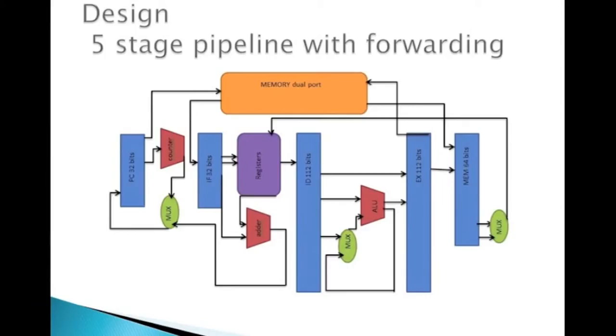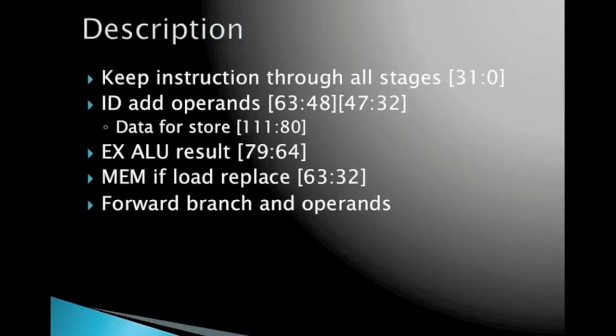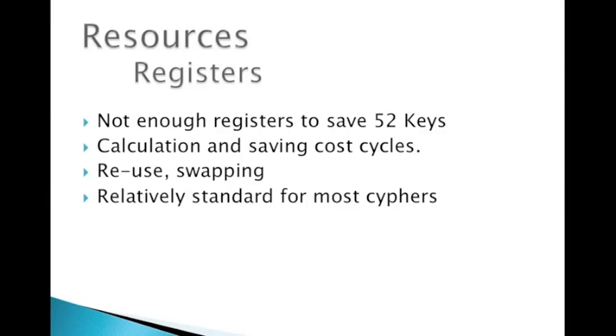This is my overall design. I have a 5-stage pipeline, and I'm incorporating forwarding paths. I keep all instructions through the stages in the lower bits. In IDEA, I also add the operands for the ALU, and then I have a section to store the data if I'm doing a store. And then in my execute stage, I store the ALU results, and then I replace the operands if I have a load from MEM.